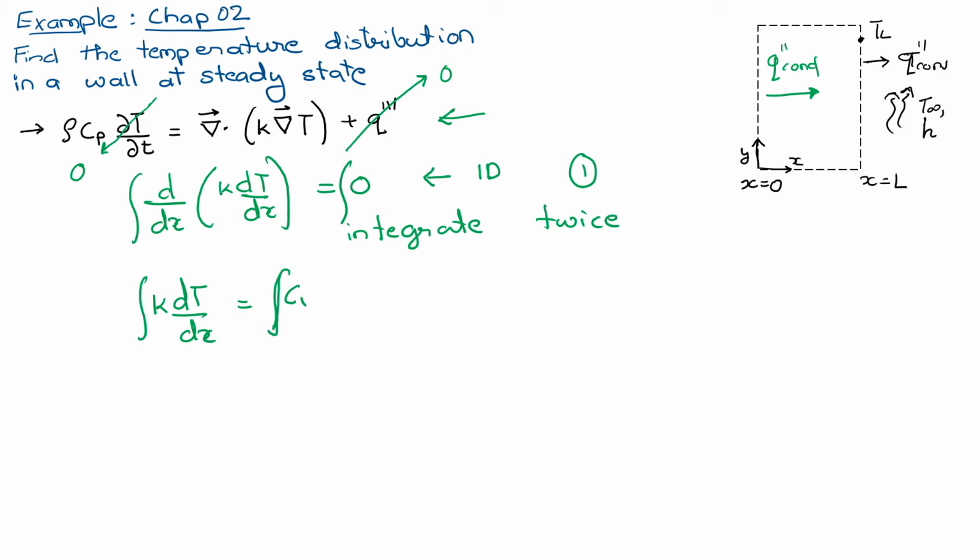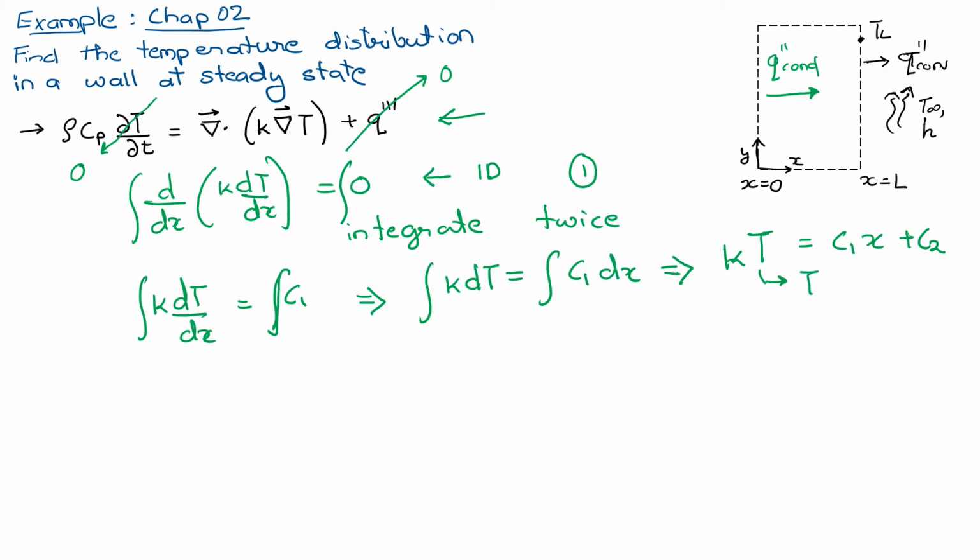Now integrating this equation again, we get, let's write it properly, k dT equals the integration of c1 dx, which will give us k times T equals c1 times x plus another constant of integration c2, and here our temperature will be a function of x. Okay, so we have two unknowns, c1 and c2, and we need to solve for them. And to solve these two unknowns, we need two equations.